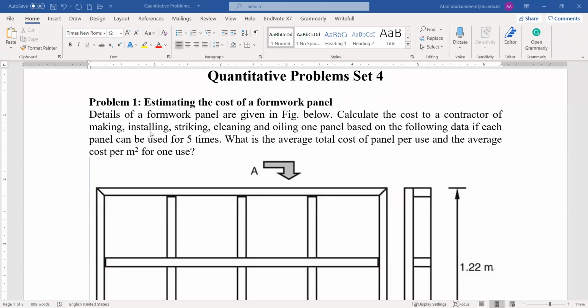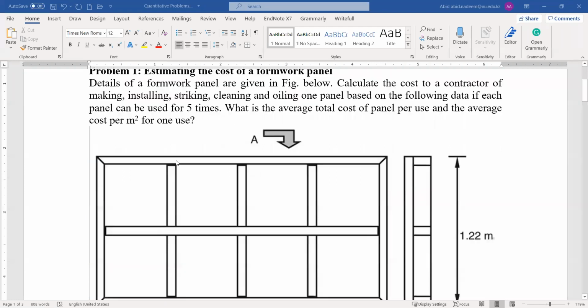So the details of a formwork panel are given in the figure below. Calculate the cost to a contractor of making, installing, striking, cleaning, and oiling one panel based on the following data, if each panel can be used 5 times. What is the average total cost of a panel per use and the average cost per square meter for one use?